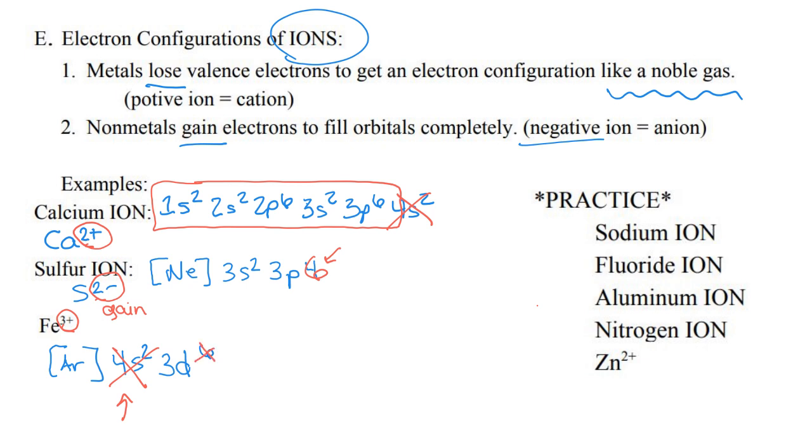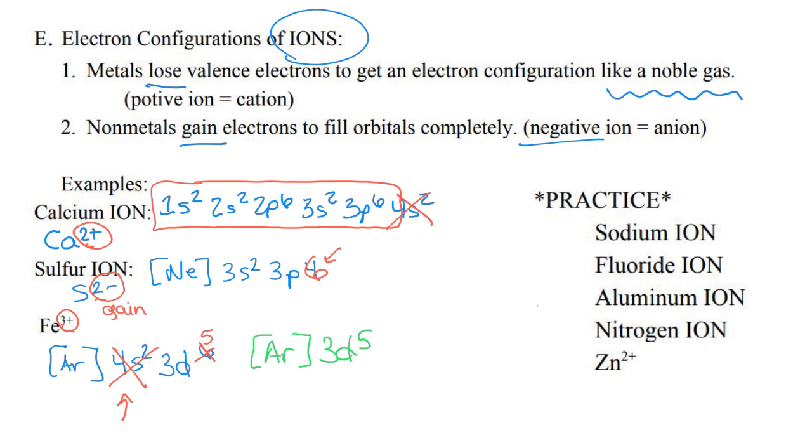Once their valence electrons are gone, then it can start to lose core electrons from the D sublevel. So now I can go ahead and lose 1 more electron from the 3D sublevel. This will become 5. So my new electron configuration is going to be argon 3d5 for my iron ion.